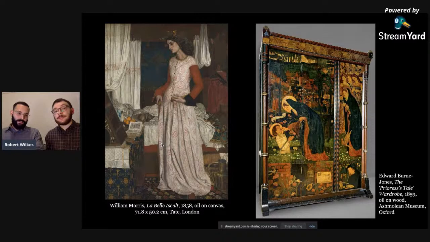And on the right, this huge painted wardrobe by Burne-Jones.